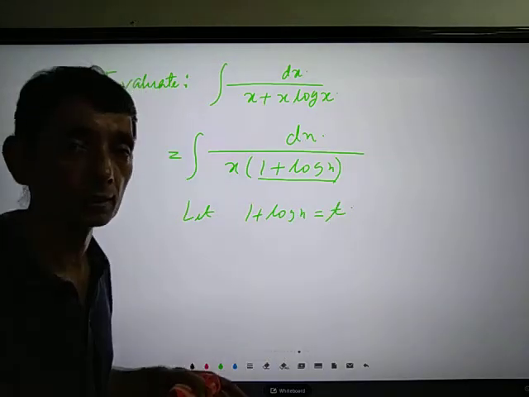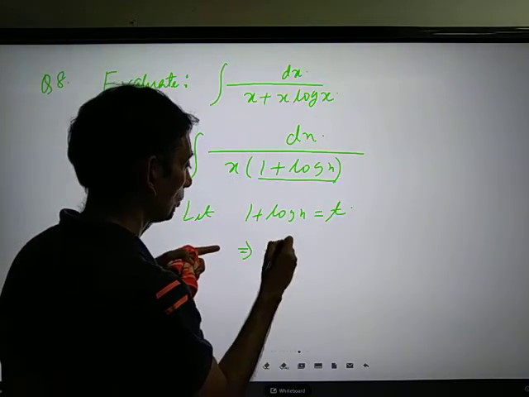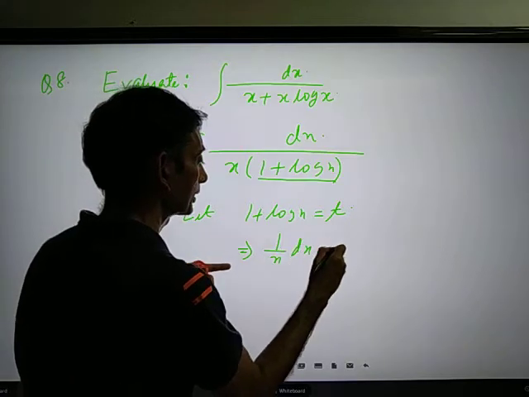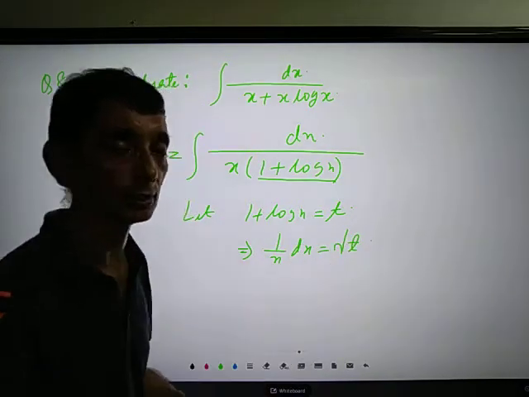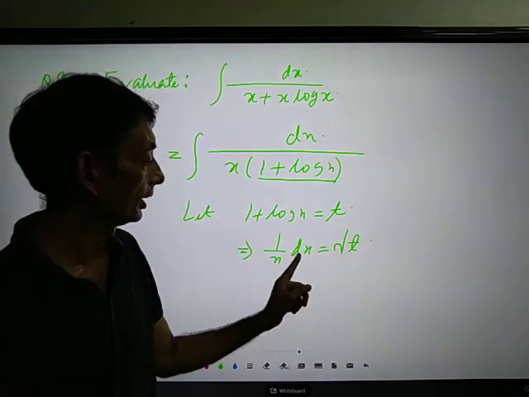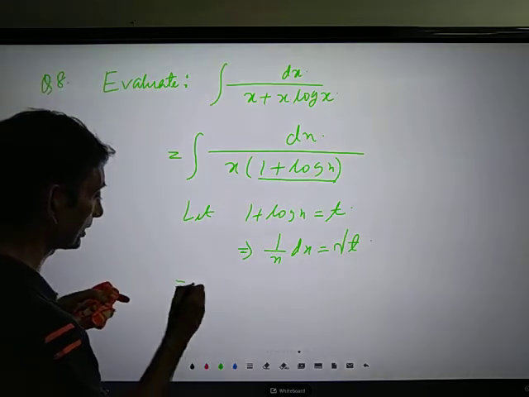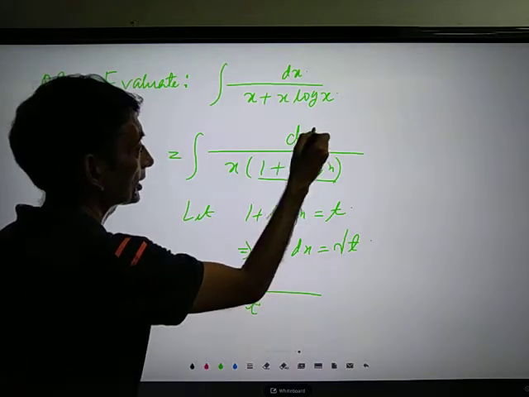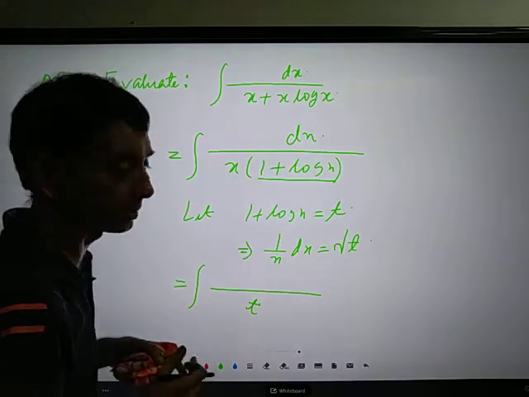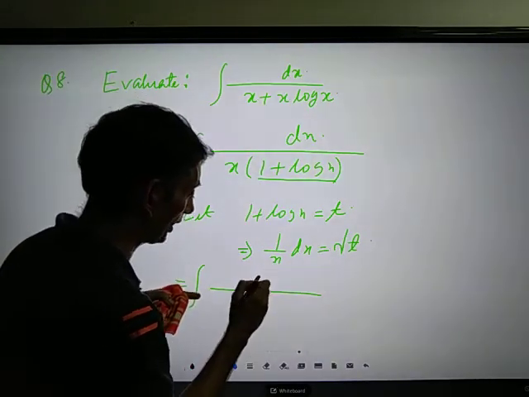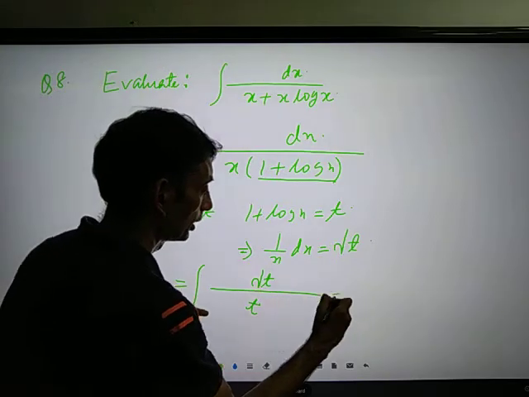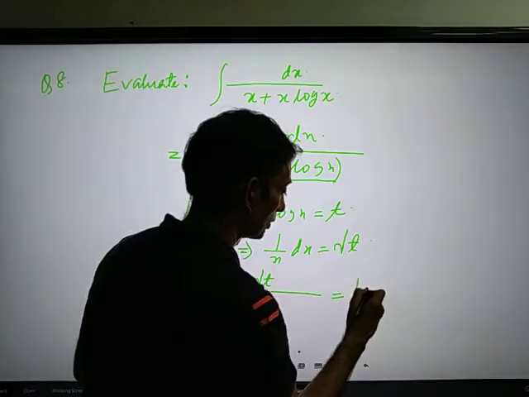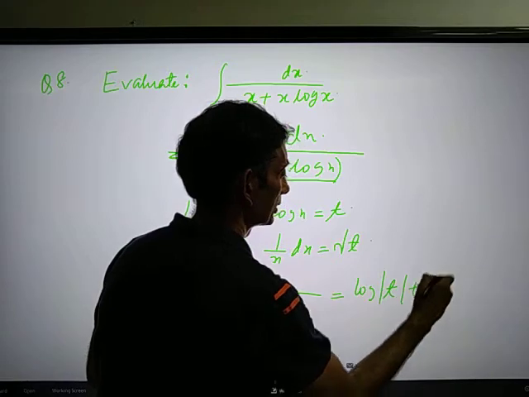Then we'll differentiate. If we differentiate, log x gives 1 by x, so 1 by x dx equals dt. So the denominator can be replaced by t, and the term dx by x is left out, which is dt. So we get dt by t, which is log t plus c.